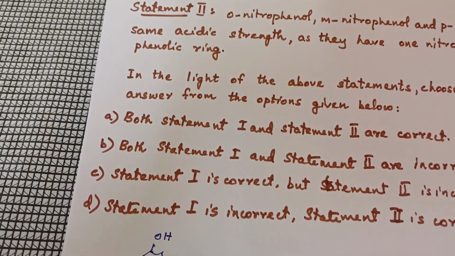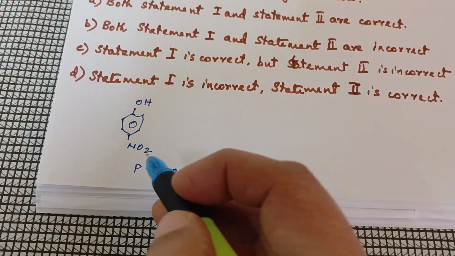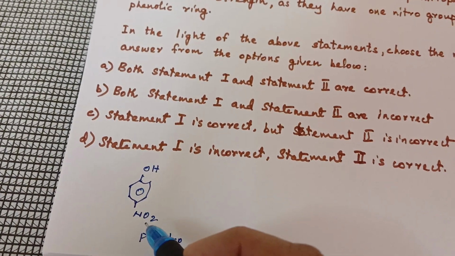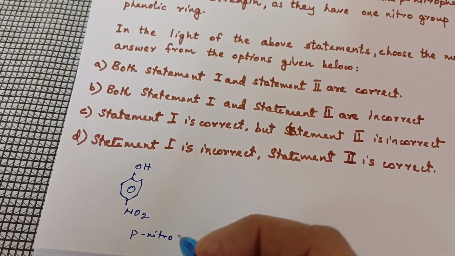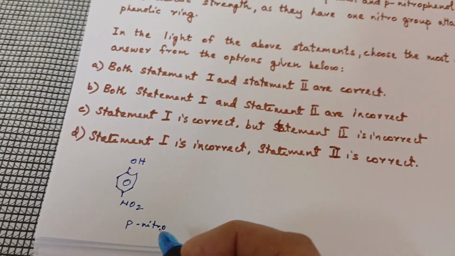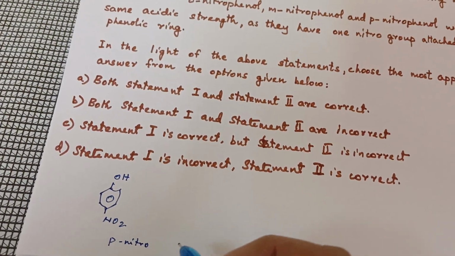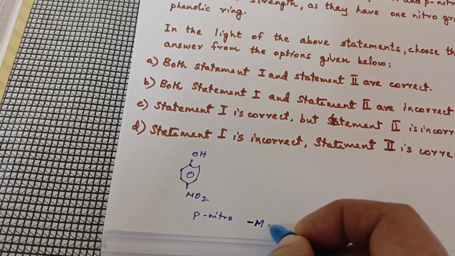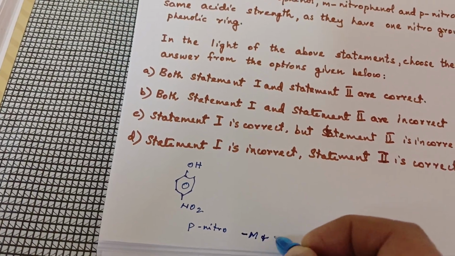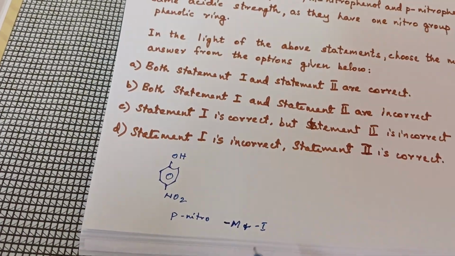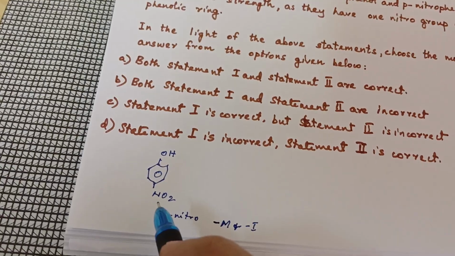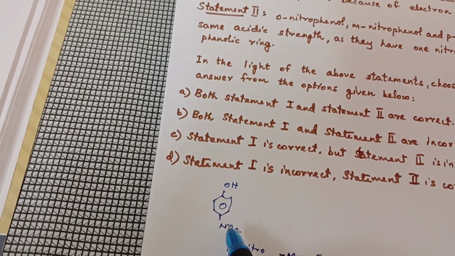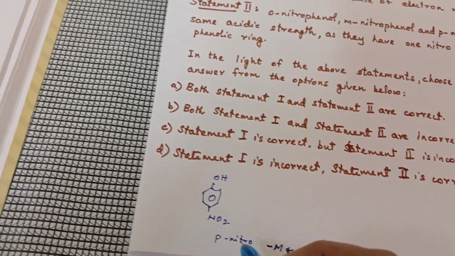Now in this case, you can see the electron withdrawing nature of NO2 group will increase the acidity. This is found to be most acidic because this is most resonance stabilized. So it will have a minus M effect and minus I effect. Both effects are here in this case of paranitrophenol. So this will be the most acidic.